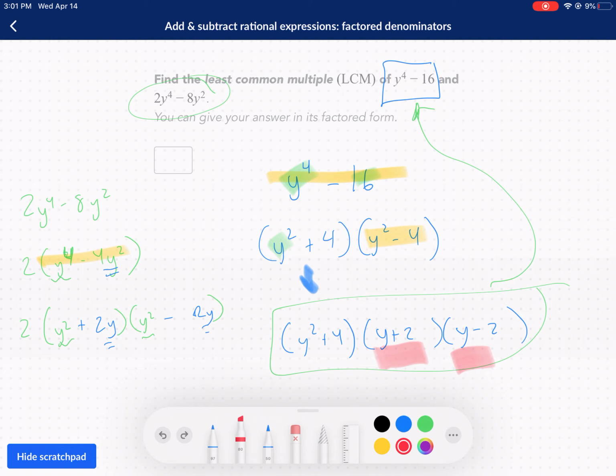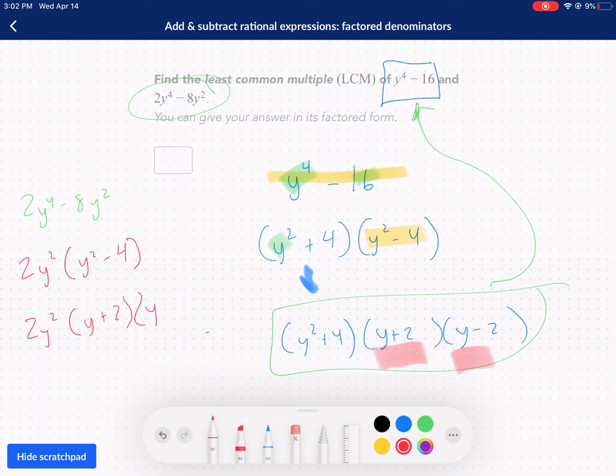Then we have, anything else? Oh, I just realized something. Let me try a different way of factoring it, because I'm not loving how I factored it. That's one way to do difference of squares, but I'm thinking we should have factored from the beginning. We should have factored out a 2y squared from that, and then we're left with y squared minus 4. That's much better. So we have 2y squared, and then y plus 2, and then y minus 2.